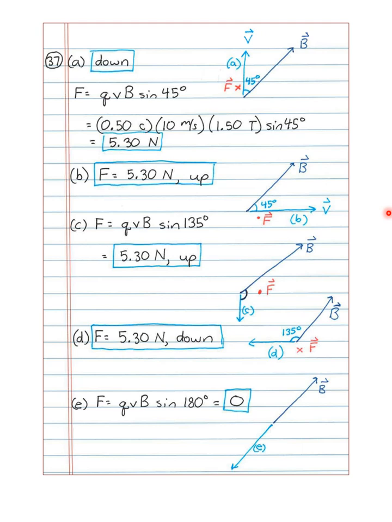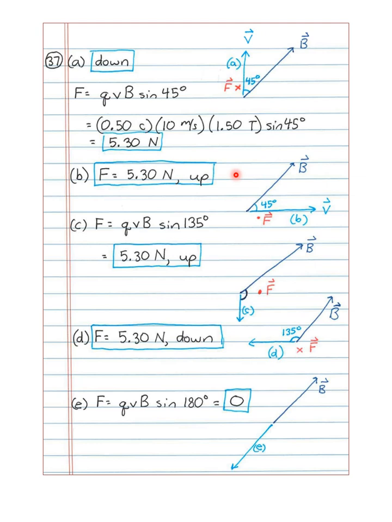So that would be on a map direction into the page would be down. For part B, going to the east, so you can see the vectors I've drawn, the right-hand rule should give you the force coming out of the page. And when you do the equation, 5.3 newtons, and that would be up.